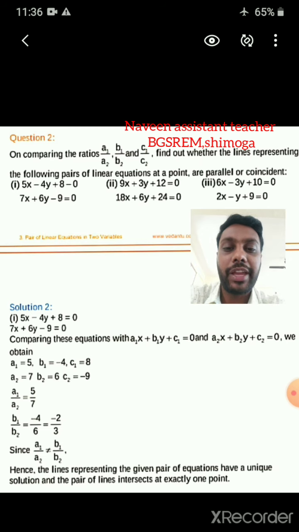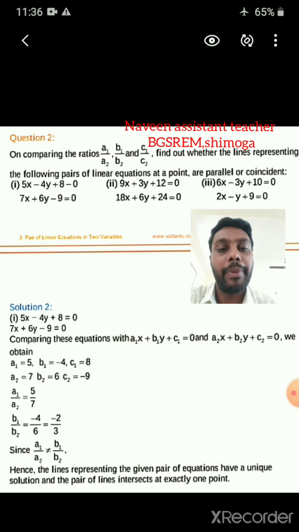Then the ratio a1/a2 = 5/7 and the ratio b1/b2 = -4/6, which can also be written as -2/3. Since a1/a2 is not equal to b1/b2, the lines representing the given pair of linear equations have a unique solution, and the pair of lines intersect at exactly one point. The remaining problems, take as homework.